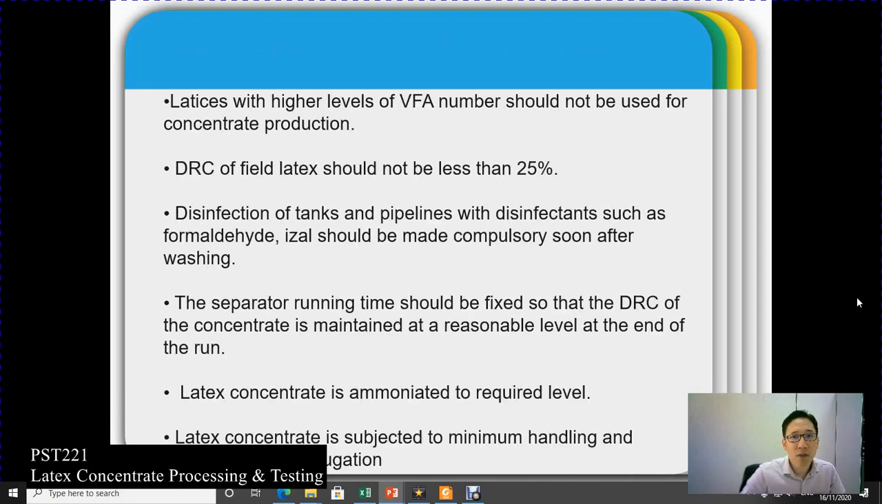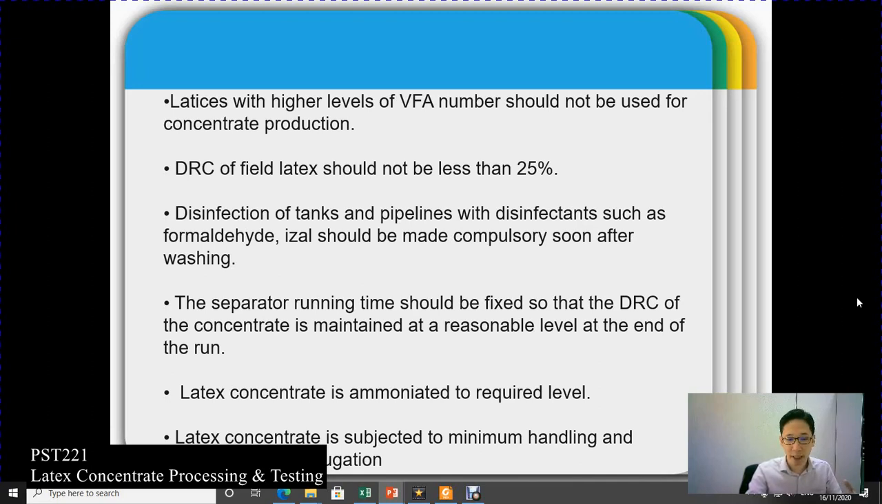Lattices with a high level of VFA number should not be used for concentrate production. Again and again I did mention this, so please be aware of the VFA number. Probably you can do a duplicate VFA number measurement calculation, so that when you go to industry, make sure you do it at least twice or 3 times before you confirm the VFA number.